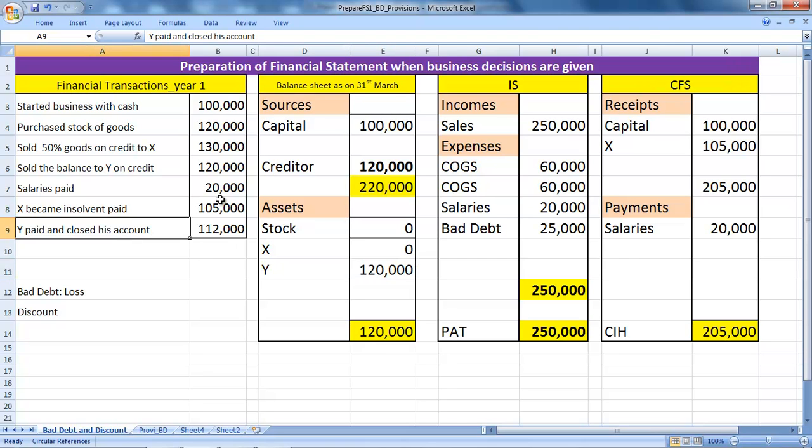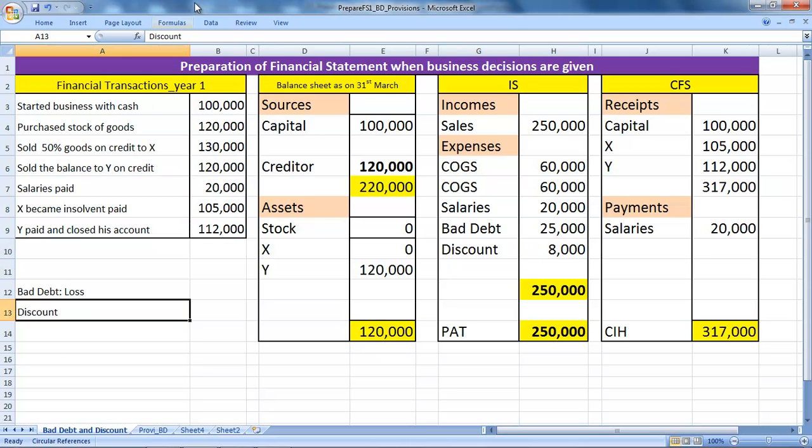But in case of Y, if you see, they paid 112 and Y has not become insolvent, so we just close the books of account. So we are giving an incentive to them, and that is called discount. You see the difference? The discount here is 120 minus 112, 8,000. So let me first define discount. So discount I'll treat as an expense and bad debt is a loss, but both will reduce the profit for the period.